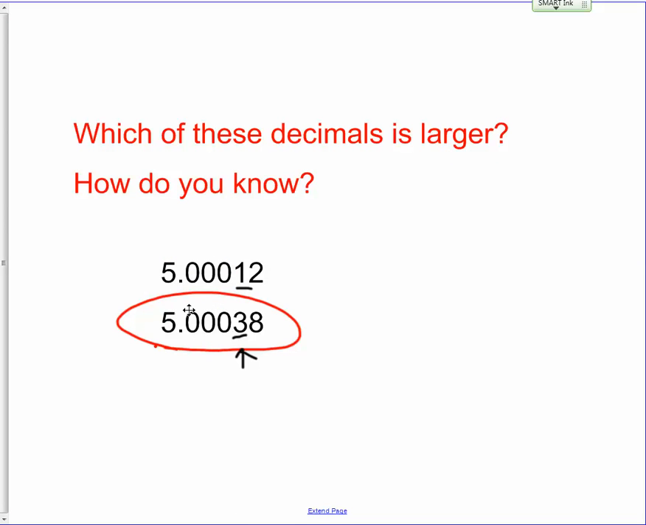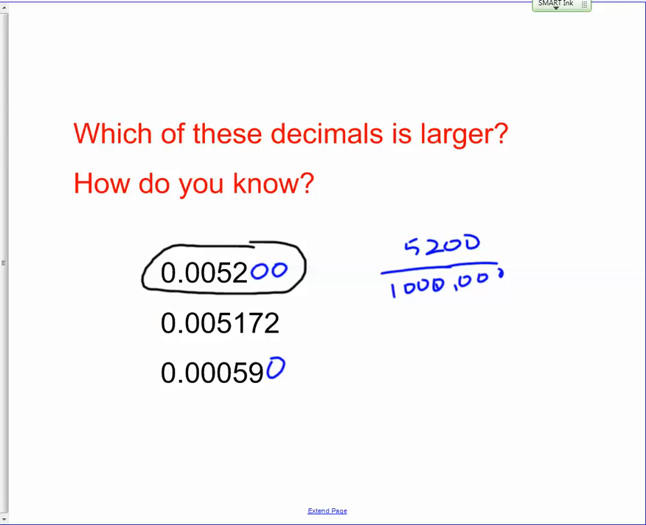And in this one, they were the same, but in the 10,000ths place, this one has a 3, and that's bigger than 1, so that entire decimal is larger. And then out of these, when you have differing decimals with different amounts of digits, one way to make it easier to look at is to fill in with zeros so that each number has the same amount of digits after the decimal.